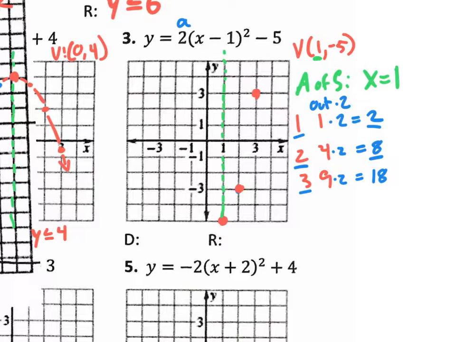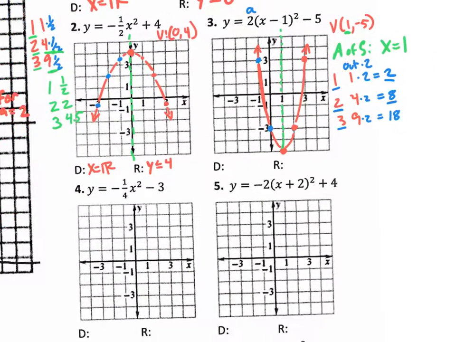And of course, let's map these over, because if I went 3 over, 18 up, it's going to be way off the graph. It's totally pointless. So just map over those coordinates to the other side, which would be right here and right here. Again, 1 unit away, 2 units away. And now let's just draw our parabola right through those points.